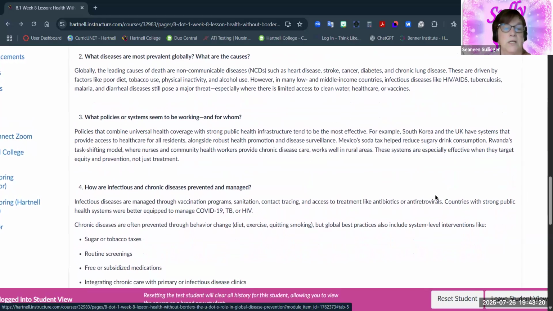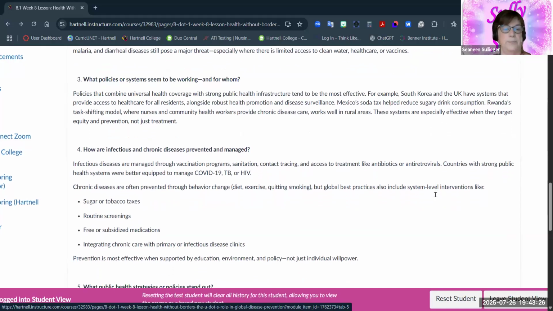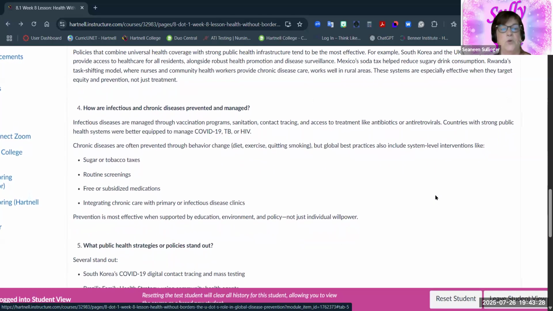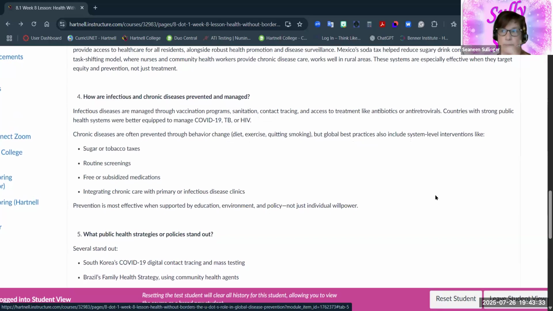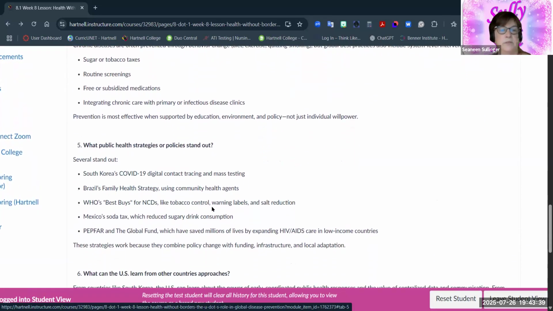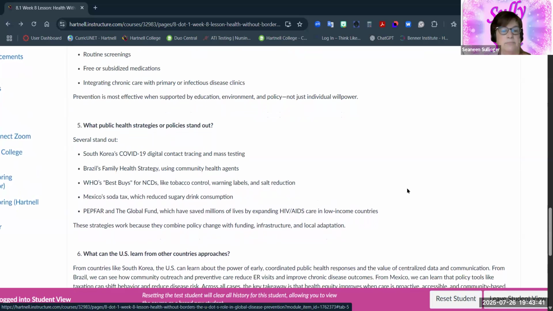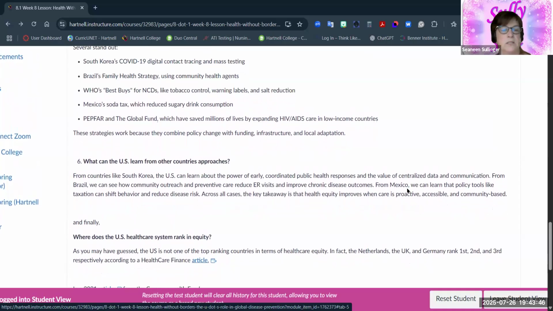How are infectious and chronic diseases prevented and managed? Well, we don't really talk a lot about prevention. We think we do, but I don't know as we do a very good job with that. But there has to be support for the education, not just one person going out and trying to educate as many people as they can. And then these are just some of those examples of different strategies and policies. What might we be able to learn, or other countries learn from us?